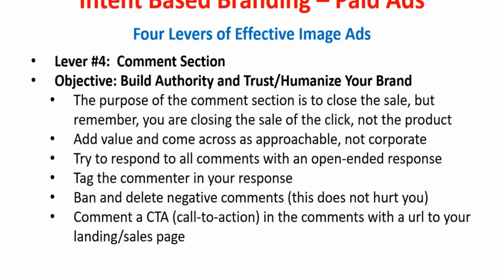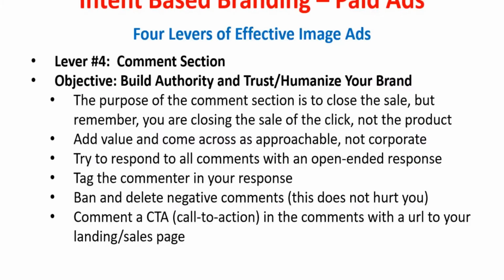But now they're like, I don't know. Let me learn more about this person or about this company. So they go to the comment section and start reading your comments. That is why it's important to have a CTA with a link there in the comments, so they don't have to scroll all the way back up and go to the copy or go find the button. It's right there. You want to make the conversion process as easy and as simple as possible. So we want to make certain that there is a comment with a CTA and a clickable link inside of the comment section. And that's it. So there are our 4 levers of effective image ads.